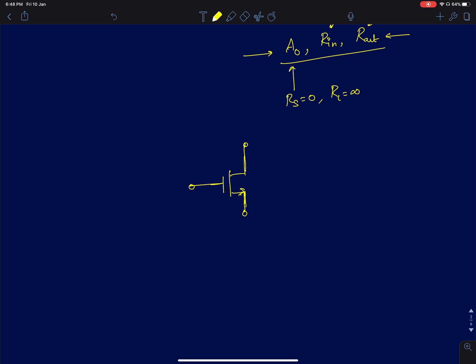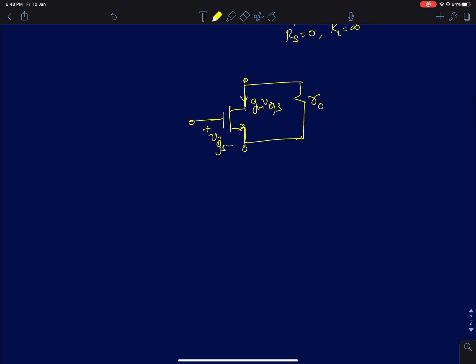When you have a voltage Vi across the gate to source, we'll visualize a current flowing between drain and source, of value Gm into Vi. Vi is the VGS, or rather, let me write VGS. So VGS will be the current flowing between drain to source. And we can also visualize R naught. Essentially, this is a small signal model. R naught is the resistance between drain and source.